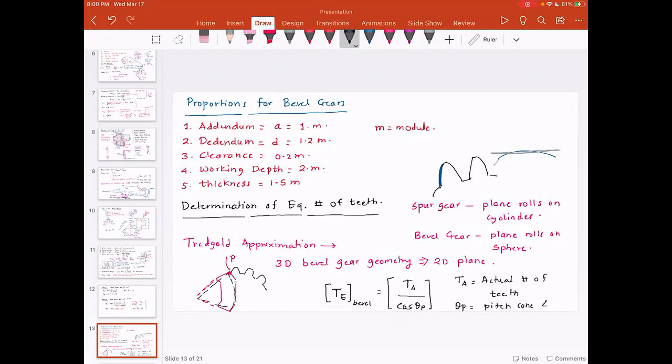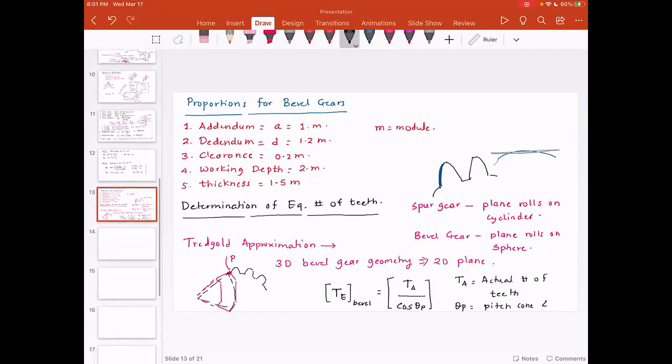So you have to use Tredgold's approximation to convert a three-dimensional bevel gear geometry onto a two-dimensional equivalent system. And that gives you an equivalent number of teeth. And that is nothing but the actual number of teeth, that is TA, divided by cosine of the pitch cone angle.